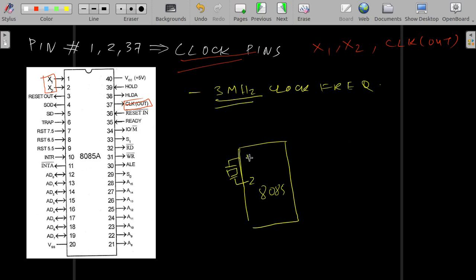This reference is given to pins 1 and 2, and once the 8085 processor creates its own clock, it not only needs to synchronize its internal functioning, it also needs to synchronize the peripheral devices. Therefore it gives clock out, and it uses pin number 37 for that. The clocks of the different peripherals will be connected to this pin. That is the significance of the clock pins.